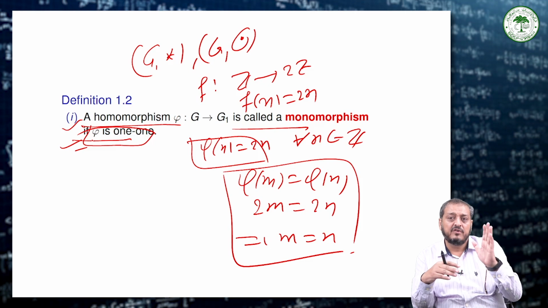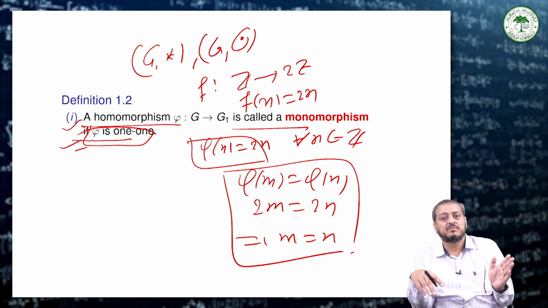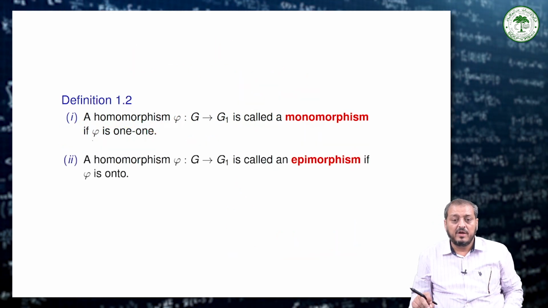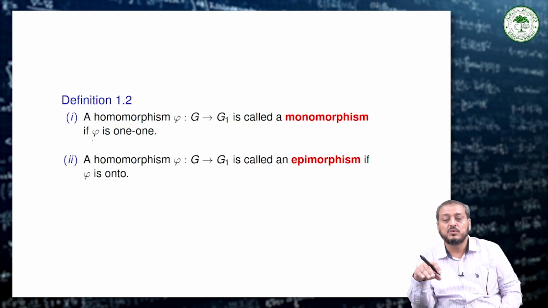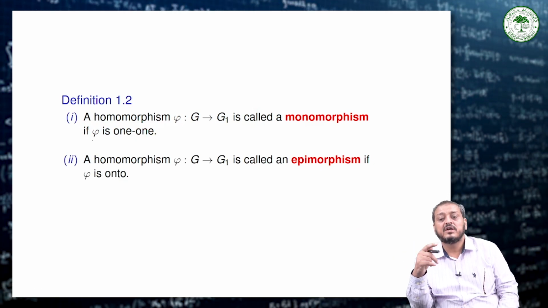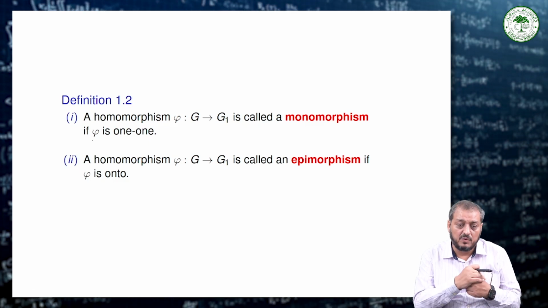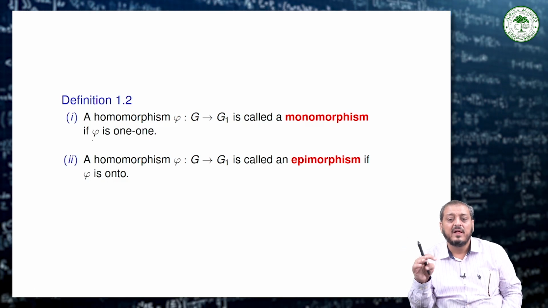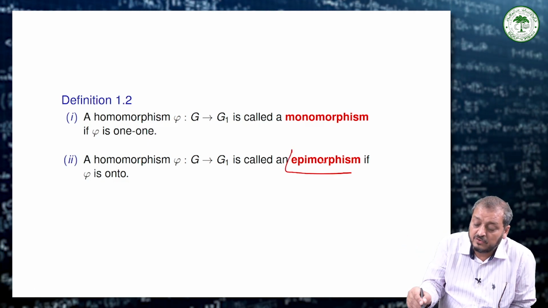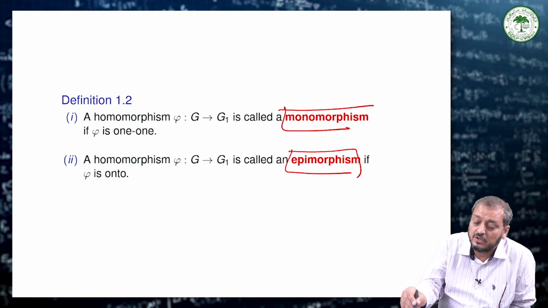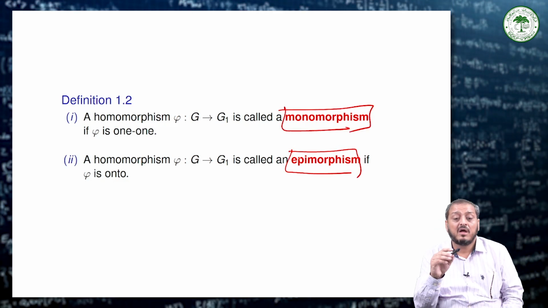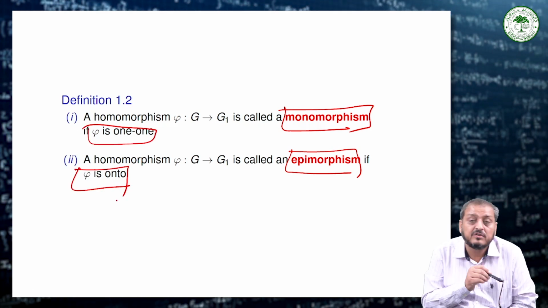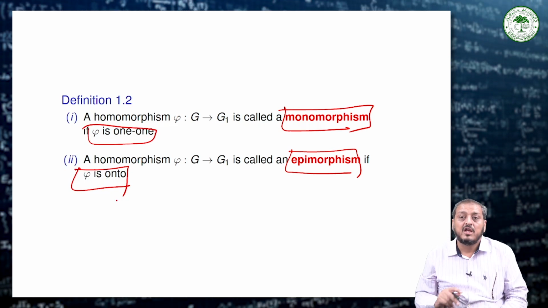We can say that if a homomorphism is also 1-1, then it is a monomorphism. And now, a homomorphism phi from G to G1 is called an epimorphism if phi is onto. So, a homomorphism which is 1-1 is called a monomorphism, and a homomorphism which is also onto is called an epimorphism.